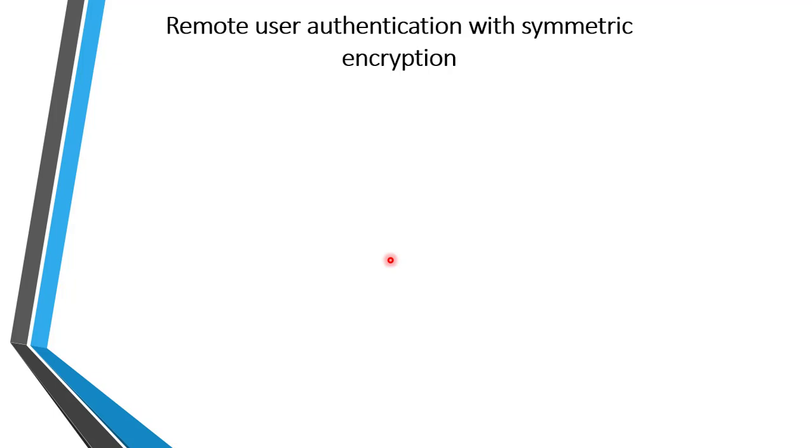Remote user authentication is a mechanism in which the remote server verifies the legitimacy of a user over an insecure communication channel. So first of all, we will see remote user authentication with symmetric encryption, which uses mutual authentication, in which first of all user A will send a request to the key distribution center with the ID of A, ID of B and the nonce N1.